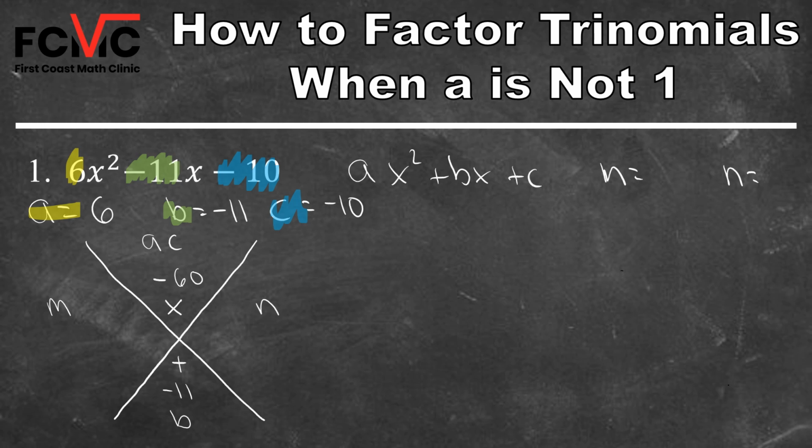So the most obvious two are like 6 and 10, but there's no way we can add 6 and 10 to get 11. So 6 and 10 aren't going to work. So let's think about maybe 15 and 4. All right, so 15 and 4 will multiply to 60, but I want them to multiply to negative 60, but add to negative 11. So one of them has to be negative. If I do negative 4 times negative 15, I'm going to get negative 60. But if I add negative 15 plus negative 4, I'm going to get negative 19, not negative 11. So that doesn't work.